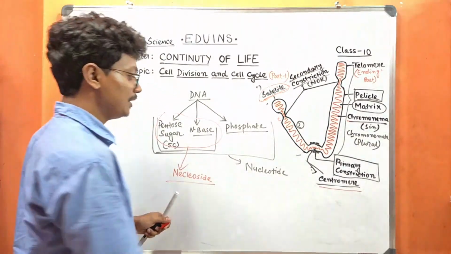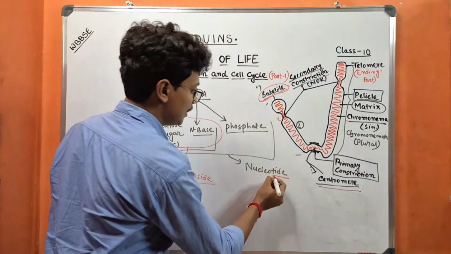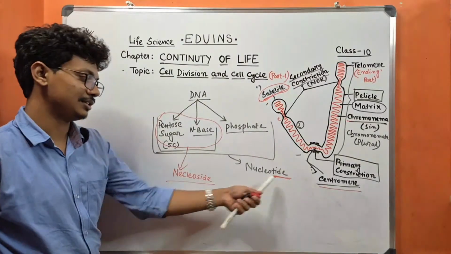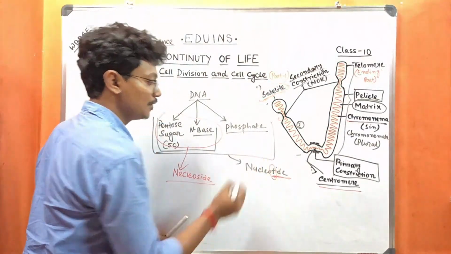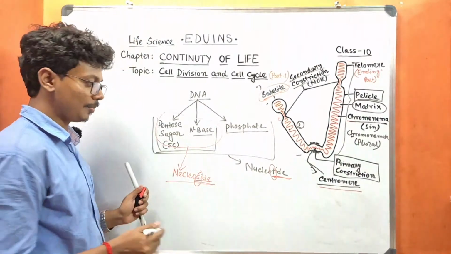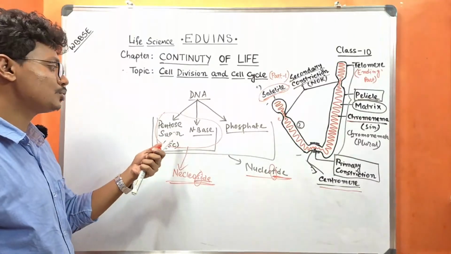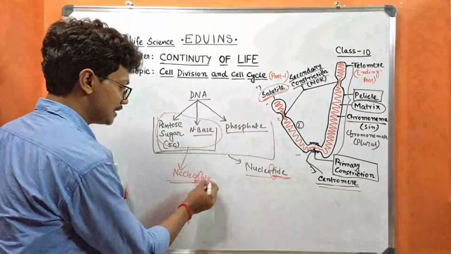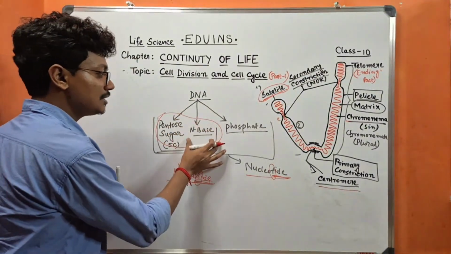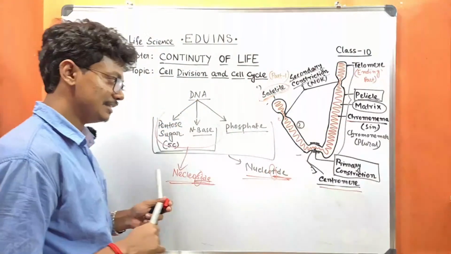How can you remember this? Tri means 3, from the tri and tide. T stands for 3 and side stands for 2. So this is nucleotide and this is nucleoside. Pentose sugar and nitrogenous base is nucleoside, and pentose sugar, nitrogenous base and phosphate together are called nucleotide.